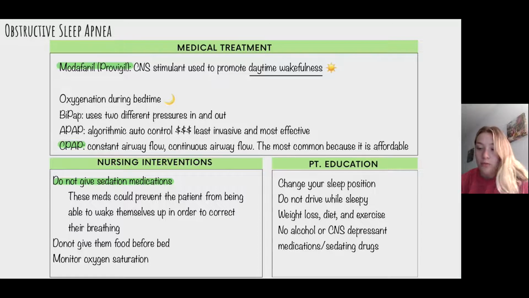We don't want to give them food before bed. Why? Risk for choking. And if we have these patients, monitor their O2 sats. And again, we want to educate them on not using alcohol, CNS depressants, sedating drugs, etc.